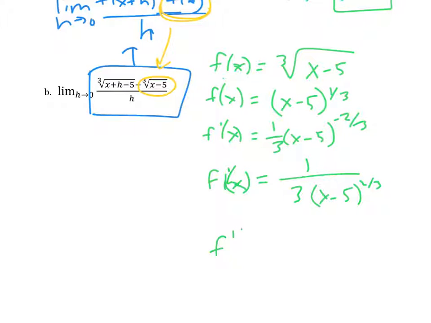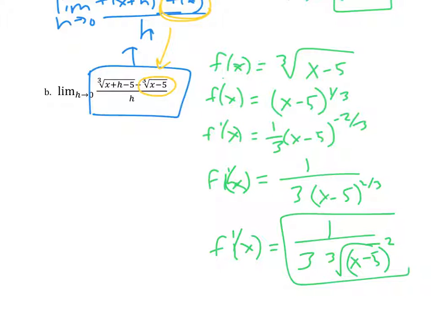So f prime then becomes 1 over 3 times the cube root of x minus 5 quantity squared. You can put the squared outside the radical. You can put the square inside with the x minus 5 in parentheses. And that would be my answer. Now that one took a little more work. I still think you would agree that that was easier than multiplying by the conjugate, which is what we would have had to do for that radical function if we were going to evaluate the limit the long way.